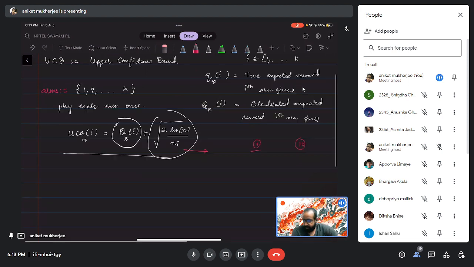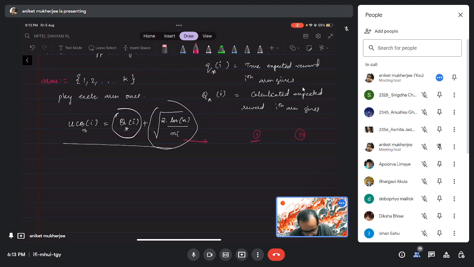Now what you're trying to do is play the arm A which gives you the argmax of UCB, the arm you play at n. You're calculating the upper confidence bound of all. So suppose these are my arms, 1, 2, 3, 4, 5.